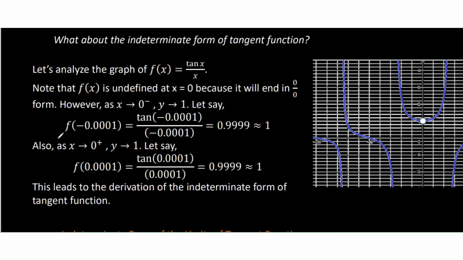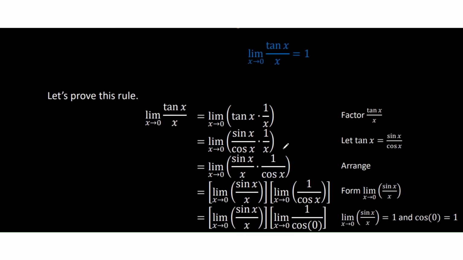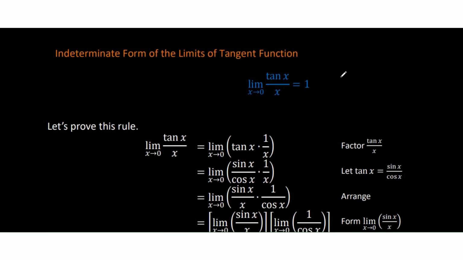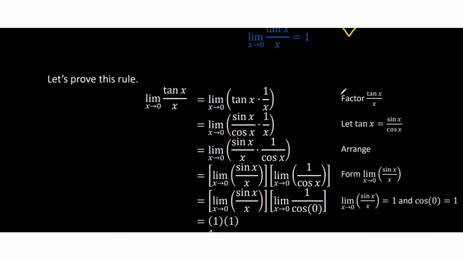Now, what about the indeterminate form of the tangent function? If you try to consider the graph of f of x is equal to tangent x over x, we can observe that as x approaches 0 from left or right, y gets closer and closer to 1. Now, according to the rule, and if we try to verify or prove the indeterminate form rule, that is limit of tangent x over x as x approaches 0 is equal to 1, we can go back to the reciprocal identity or ratio identity of tangent x.